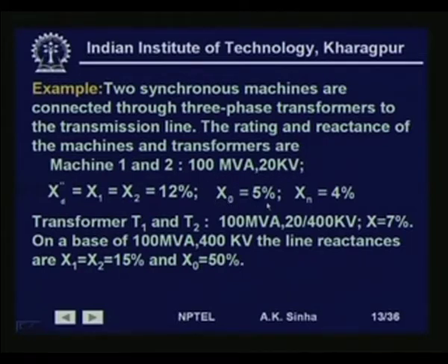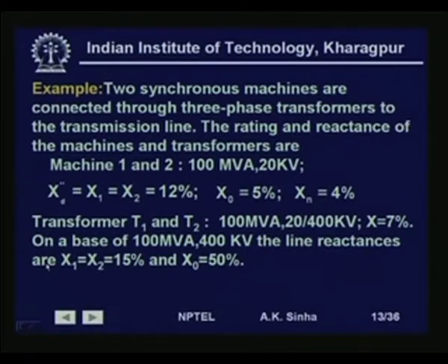X0, the zero sequence reactance, is 5%, and the machine's neutral is grounded through a reactance of 4%. Transformers T1 and T2 are again rated at 100 MVA, 20 kV to 400 kV, that is, the line side voltage is 400 kV, whereas the generator side voltage is 20 kV. The reactance of the transformer is 7% on the base of 100 MVA, 400 kV, that is on the high voltage side. It will be the same on the low voltage side because we are using the per unit system.